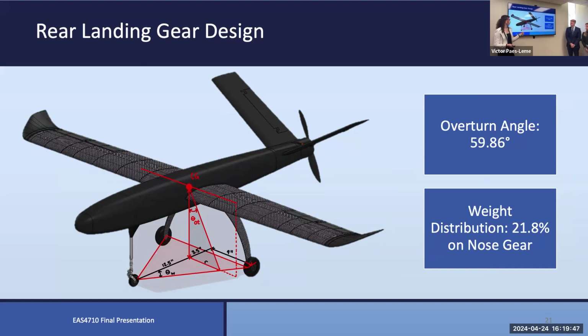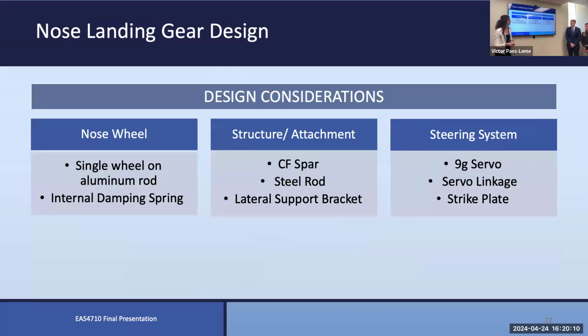Another thing to note is that the weight distribution between the nose gears ended up putting about 22% of the weight on the nose gear. Although the optimum range is typically 8 to 15% of the weight on the nose gear, the reason that it ended up being a little bit more is because we wanted to make sure that the nose gear was very stable and secure, so it was built into a bulkhead of the fuselage.